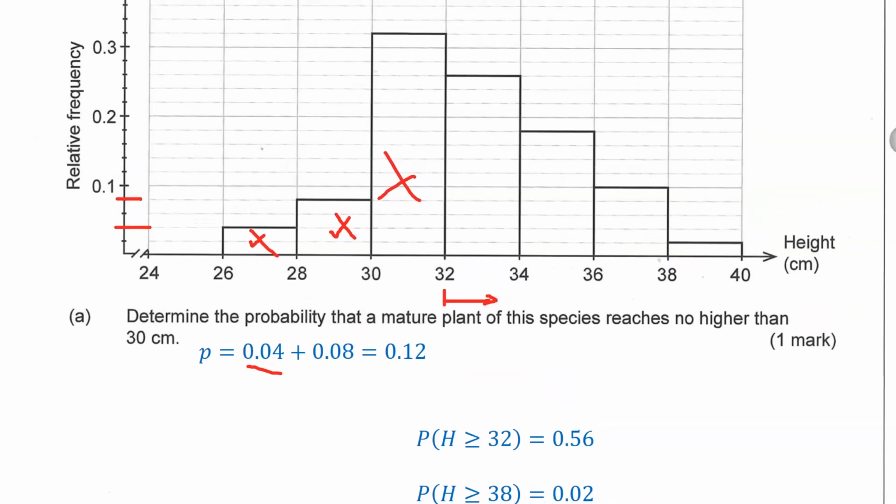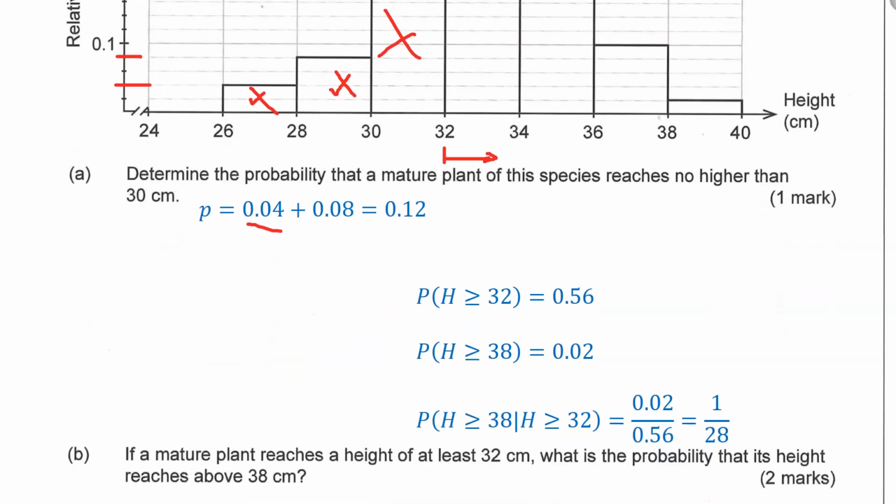There are a couple of ways, but it's pretty quick to add up the numbers here rather than subtract anything. So just reading the values off the scale, we get 0.52. And then the condition: given that, what is the probability the height is at least 38? So here's back to the question. That's this little bar over here, which is only 0.02. And so therefore our conditional probability is 0.02 divided by 0.56.